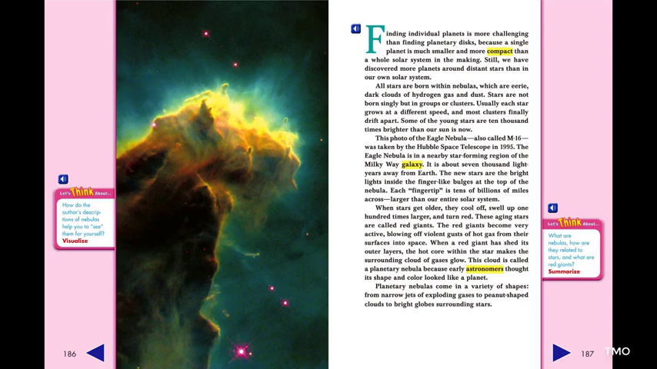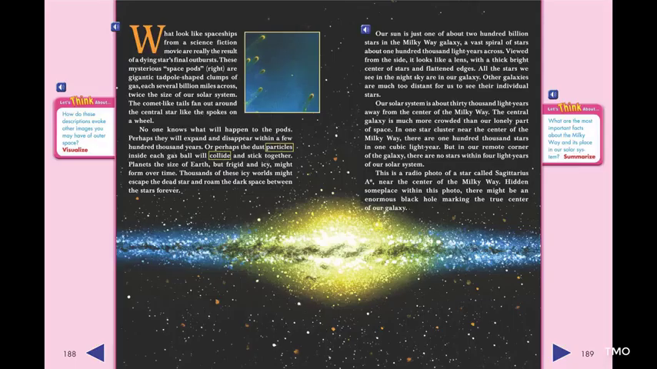This cloud is called a planetary nebula because early astronomers thought its shape and color looked like a planet. Planetary nebulas come in a variety of shapes, from narrow jets of exploding gases to peanut-shaped clouds to bright globes surrounding stars. What look like spaceships from a science fiction movie are really the result of a dying star's final outbursts. These mysterious space pods, right, are gigantic tadpole-shaped clumps of gas, each several billion miles across, twice the size of our solar system.